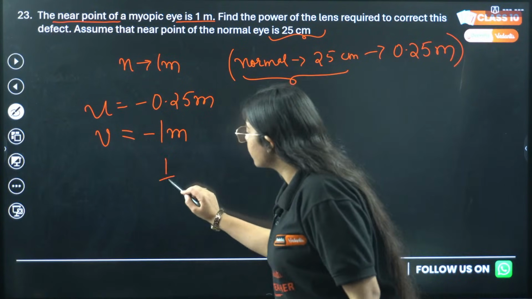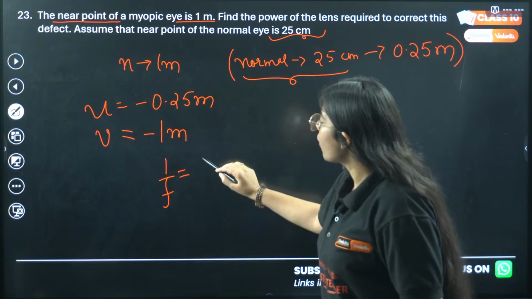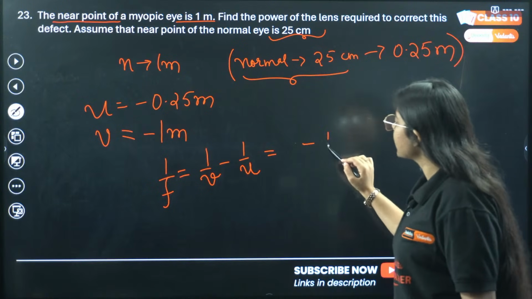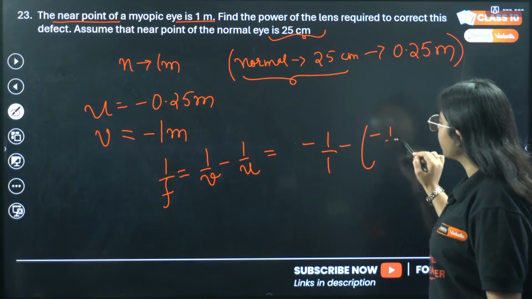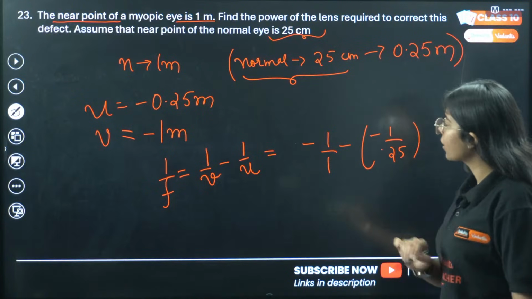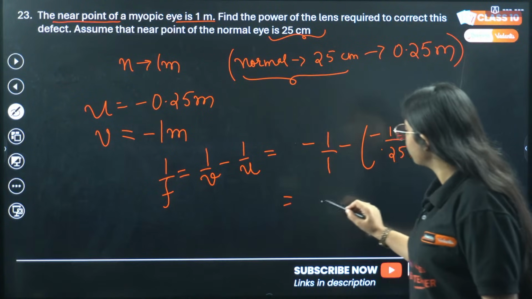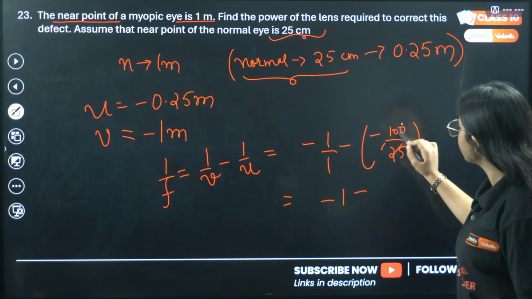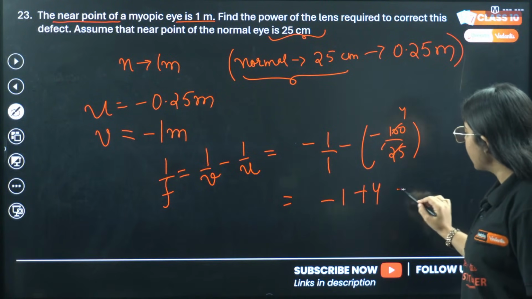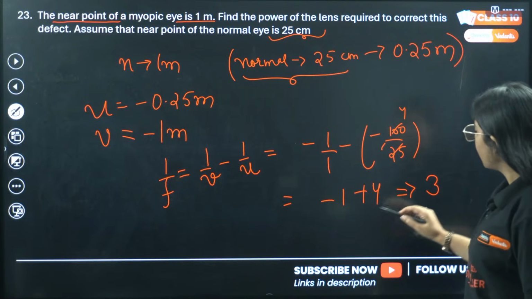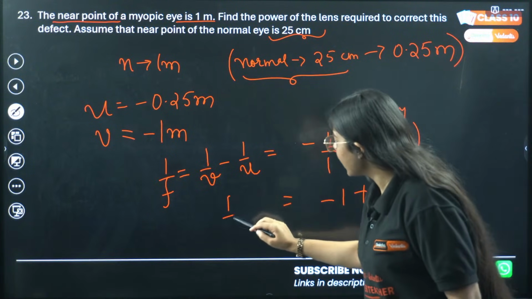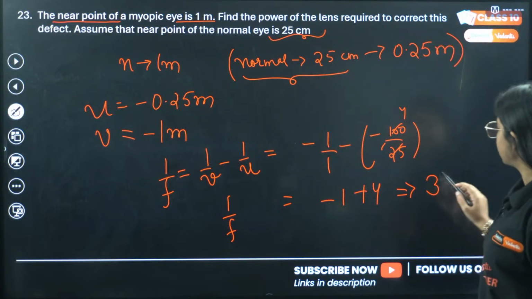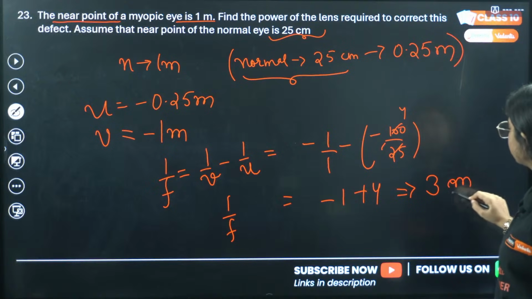Okay, let's solve this. We will use the lens formula: 1 by v minus 1 by u. This will be minus 1 by 1, minus of minus 0.25. This will be then minus 1 minus, this will be 100 and this will be 4, plus 4, and so this will be 3. Yes, so 1 by f is, did I do it correct? Yes, this will be 3 meters, correct?